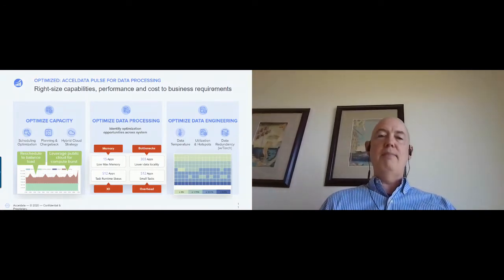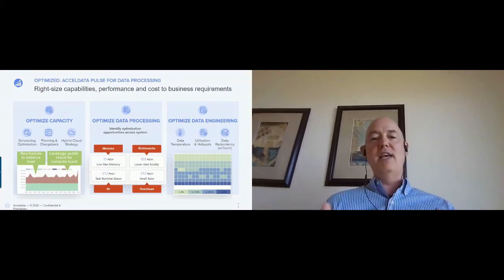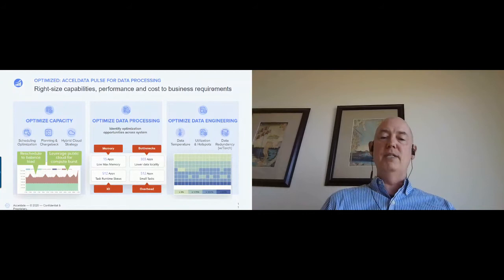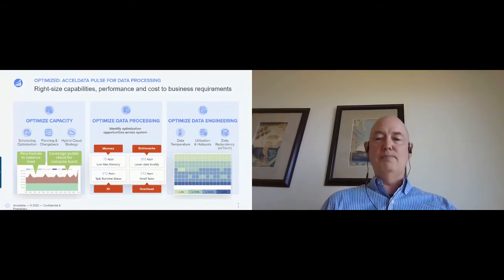The next is around optimizing the data processing. So those same efficiencies that we talked about on the previous slide, we look across all the jobs that are running and flag those where there could be improvements around memory or bottlenecks or overhead or IO, things along those lines, so you can meet your capabilities at a lower cost.